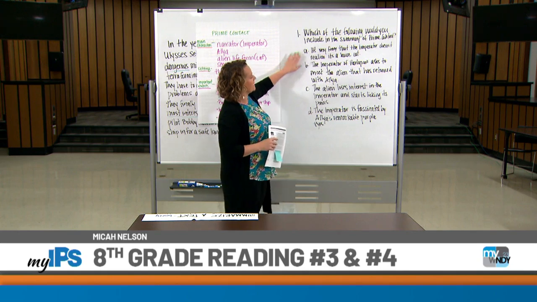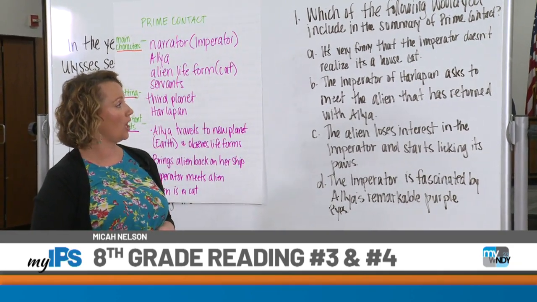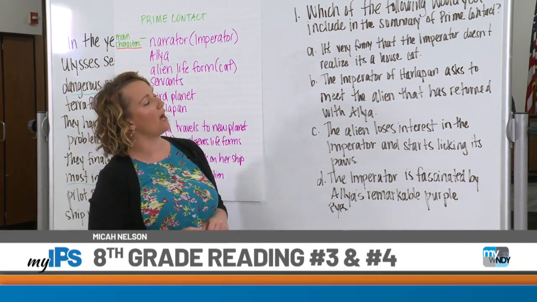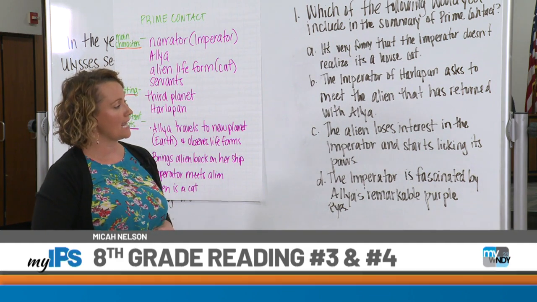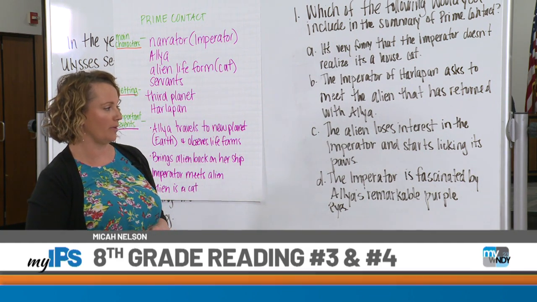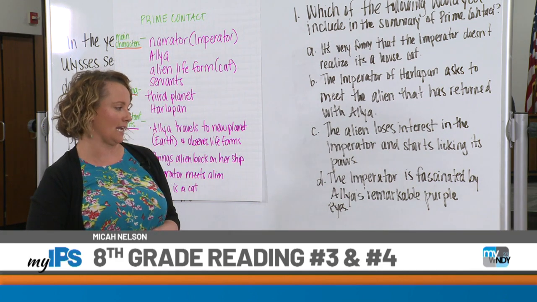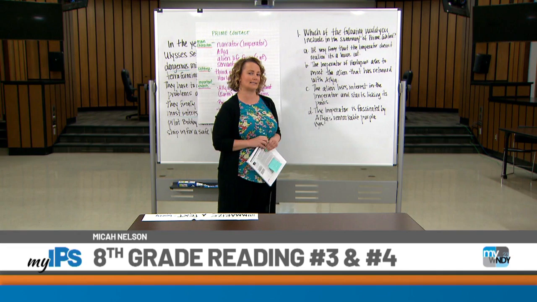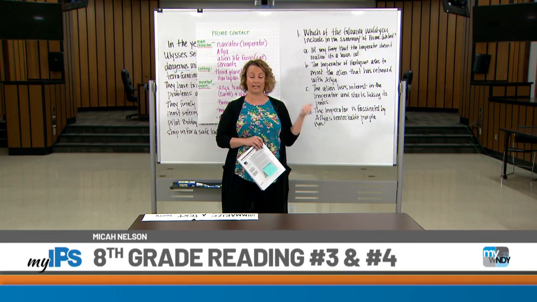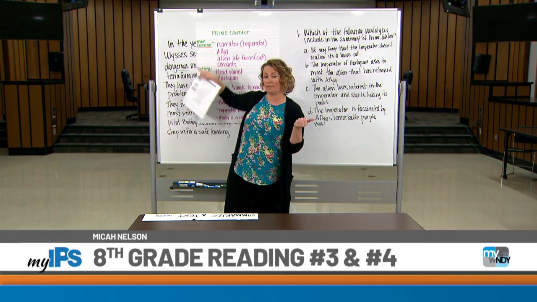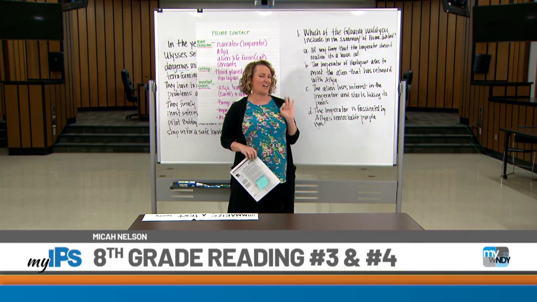Letter A says, it's very funny that the Imperator doesn't realize it's a cat. Letter B says, the Imperator of Harlepan asks to meet the alien that has returned with Elia. C, the alien loses interest in the Imperator and starts licking its paws. Or D, the Imperator is fascinated by Elia's remarkable purple eyes. So thinking about these options, which one tells part of either important events or main characters or setting, and it leaves out an opinion.